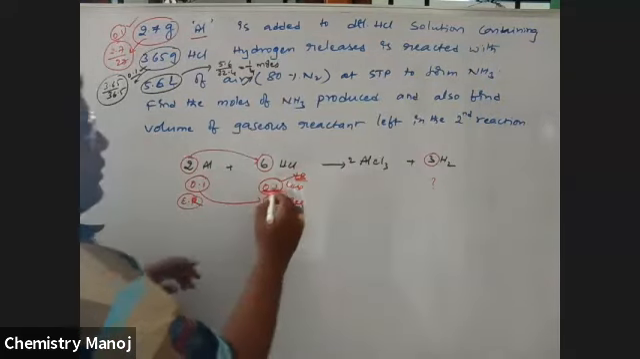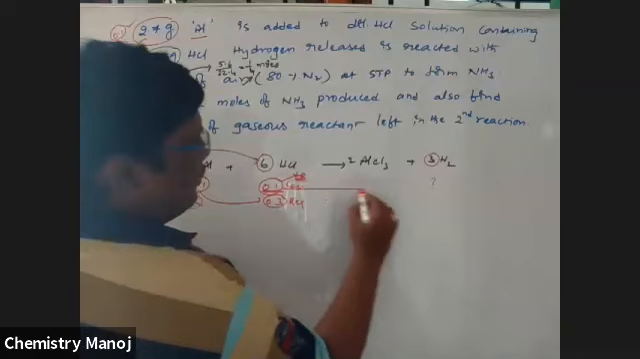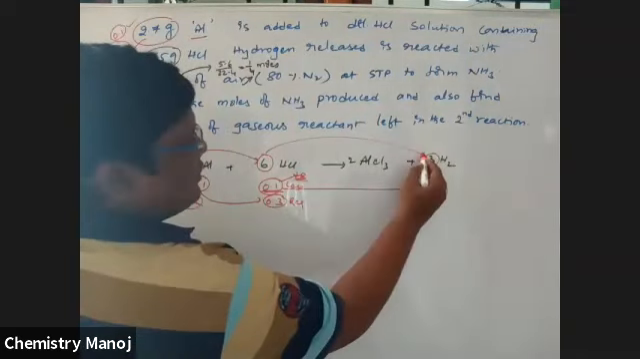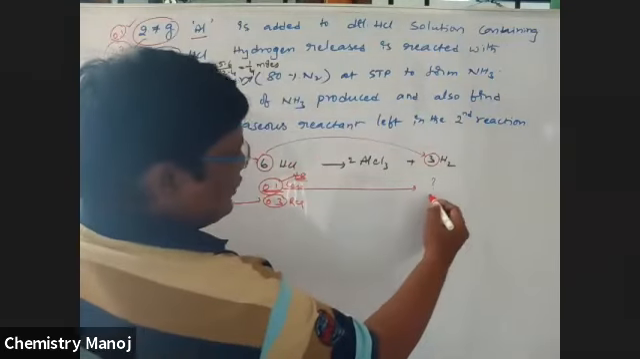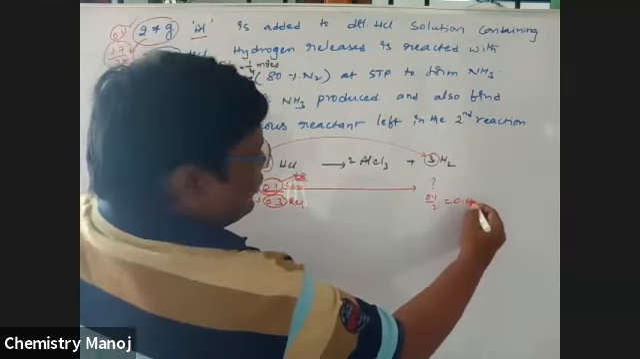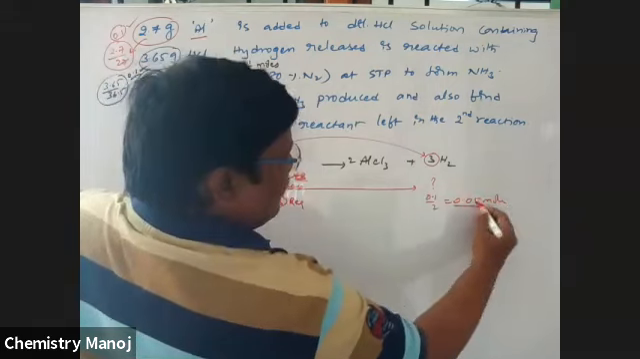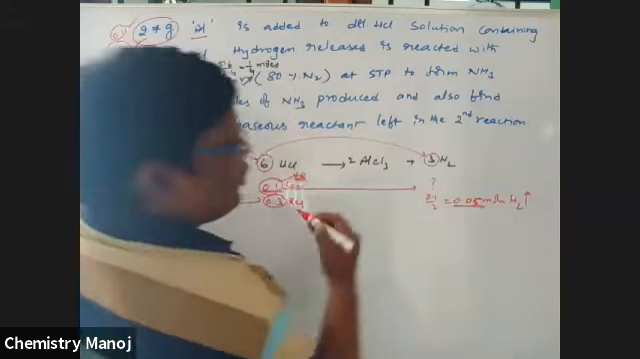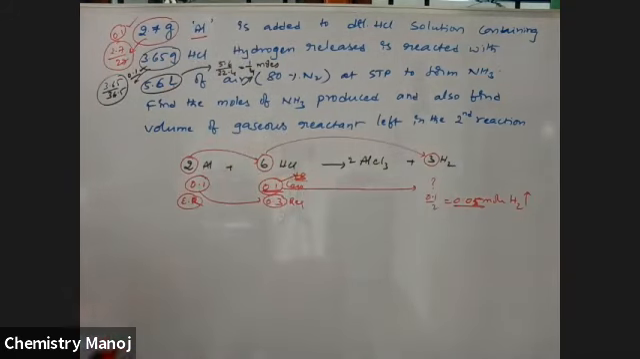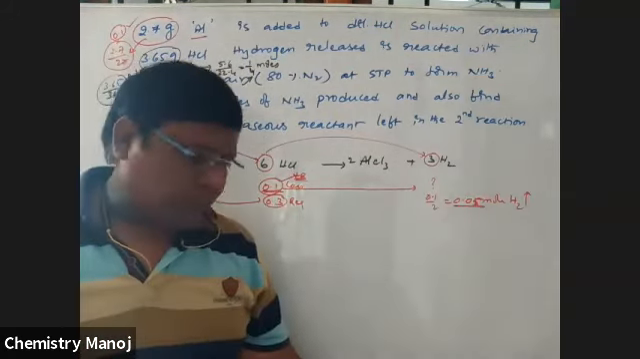So now calculations are made with this HCl. Now 6 moles gives 3 moles H2. That means 0.1 mole gives half of that, that is 0.1 by 2, that is 0.05 mole. 0.05 moles hydrogen will be liberated.